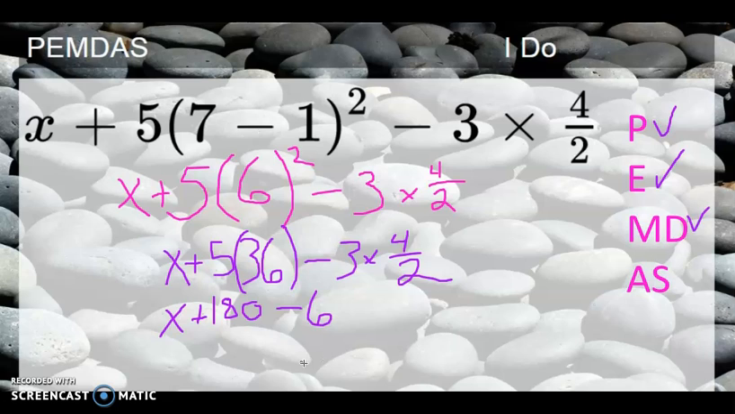Now we're going to do addition and subtraction. 180 and minus 6 are both constants, so we can combine those like terms. 180 minus 6 is 174. So your simplified expression is x plus 174.